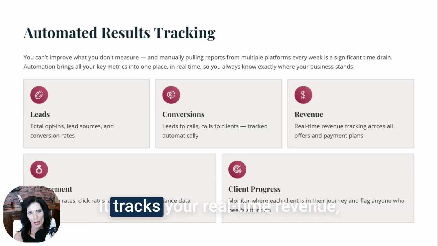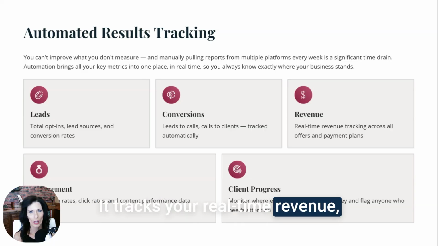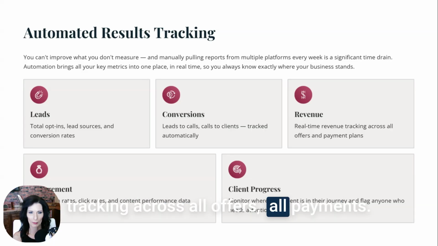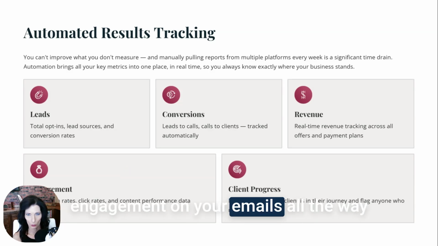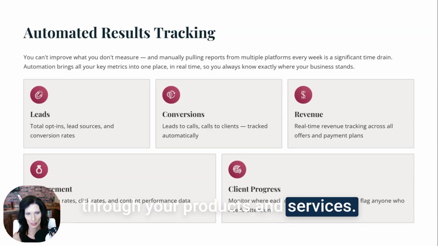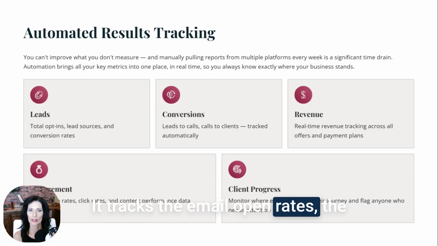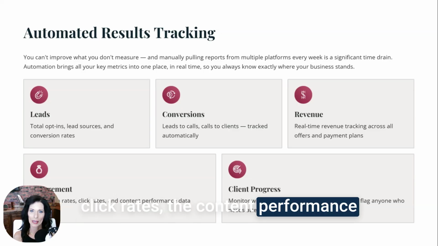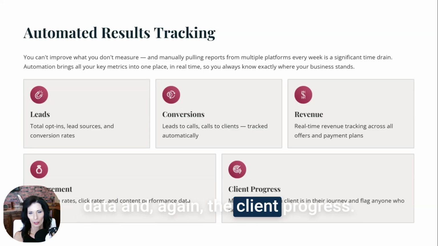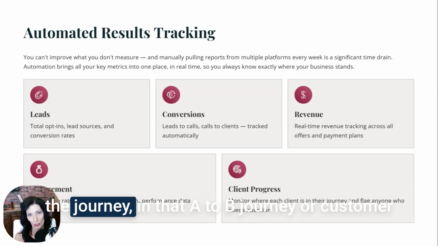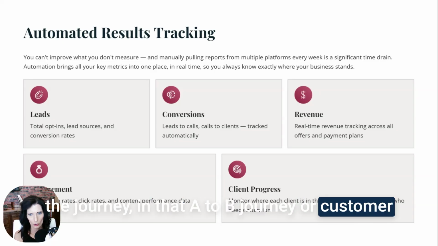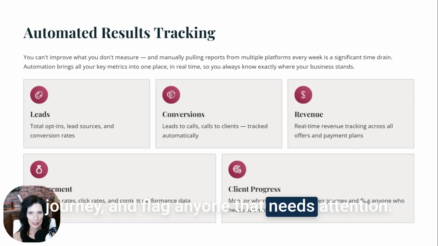The revenue, it tracks your real-time revenue, tracking across all offers, all payments. Engagement, it tracks everything from all of the engagement on your emails all the way through your products and services. It tracks the email open rates, the click rates, the content performance data, and again, the client progress. So it's going to monitor where your client is in the journey, in that A to B journey, your customer journey, and flag anyone that needs attention.